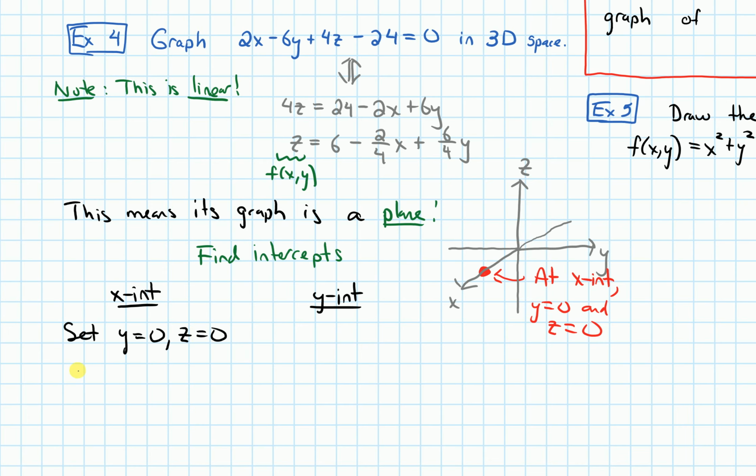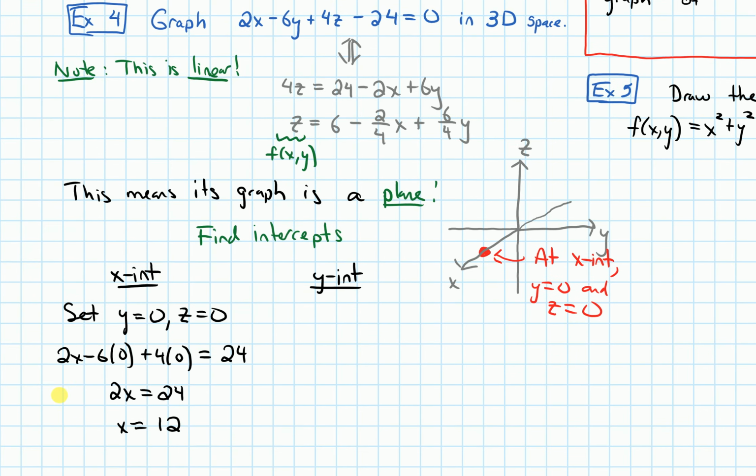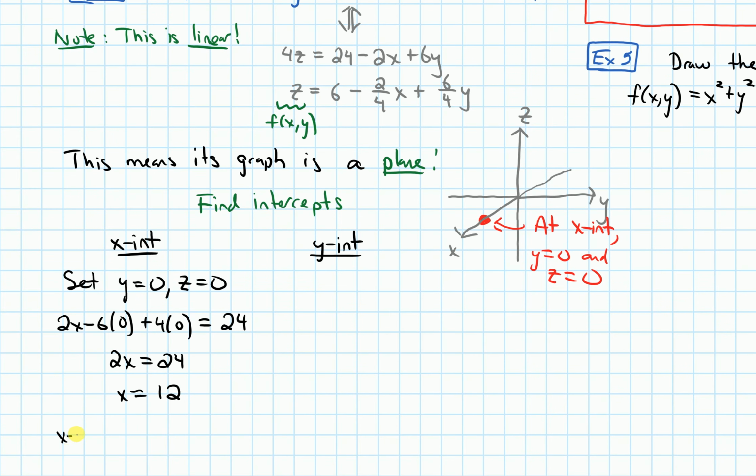Plugging those into our equation, we get 2x minus 6 times 0. That's plugging in for the y. Plus 4 times 0. That's plugging in 0 for the z. And I'm going to move minus 24 over to the right. So this equals 24. So we get 2x equals 24, and dividing by 2, x equals 12. And my x-intercept is a point, so I need to write it as a point and write all of its coordinates. So the x-intercept, its x-coordinate is 12, and the other coordinates are both 0. So 0 and another 0. So that's my x-intercept.